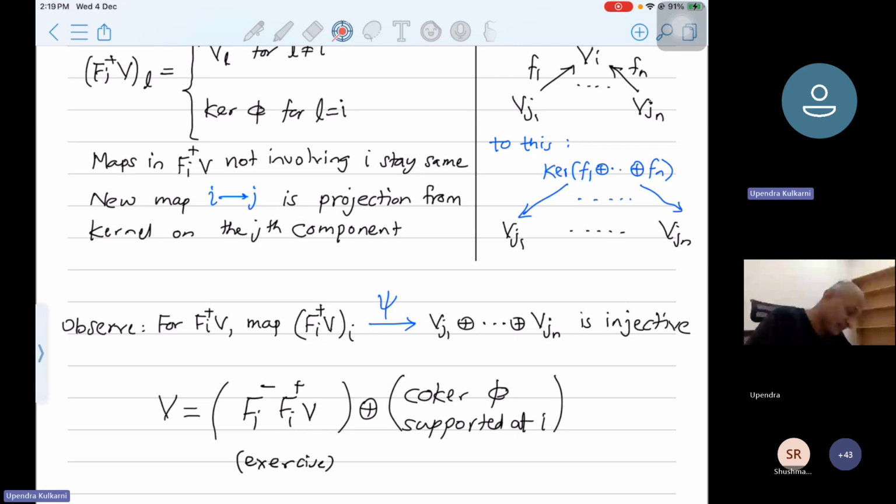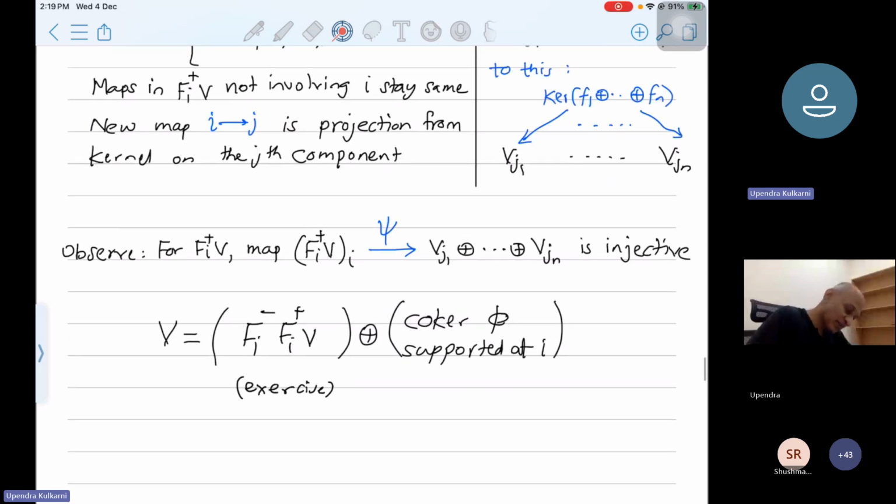So if I apply the construction, then going by the exercise, if I apply Fi minus to this, then I'm going to recover the original representation. But let's try to see this directly. This is a very simple issue, really.